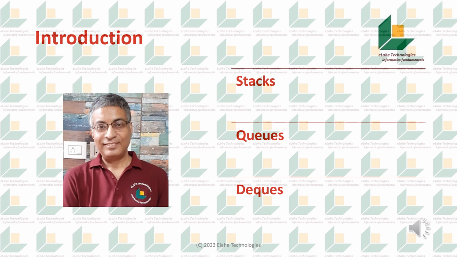Stacks, queues, and decks are all fundamental data structures used in computer science. They store elements in a sequence. Stacks allow elements to be added and deleted from one end. Queues allow elements to be added from one end and deleted from the other. Decks allow elements to be added and deleted from both ends.